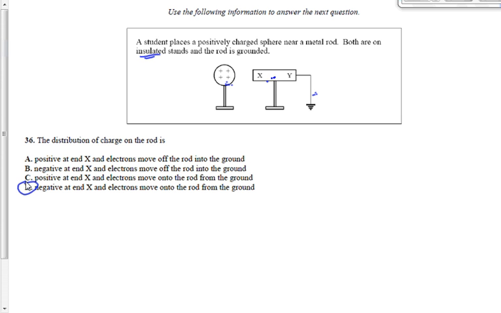What's going to happen, Aiden, to the electrons? They're going to move towards X. So the electrons are going to be pulled over as close as they can from there. In fact, not only are they going to be pulled over from Y, but they're going to be pulled up from the ground as well. That makes sense? So X is definitely going to become negatively charged, right? Definitely negatively charged because they're pulled over from Y and from the ground. And that's going to happen because electrons are moving onto the rod from the ground as opposed to onto the ground from the rod. That makes sense?